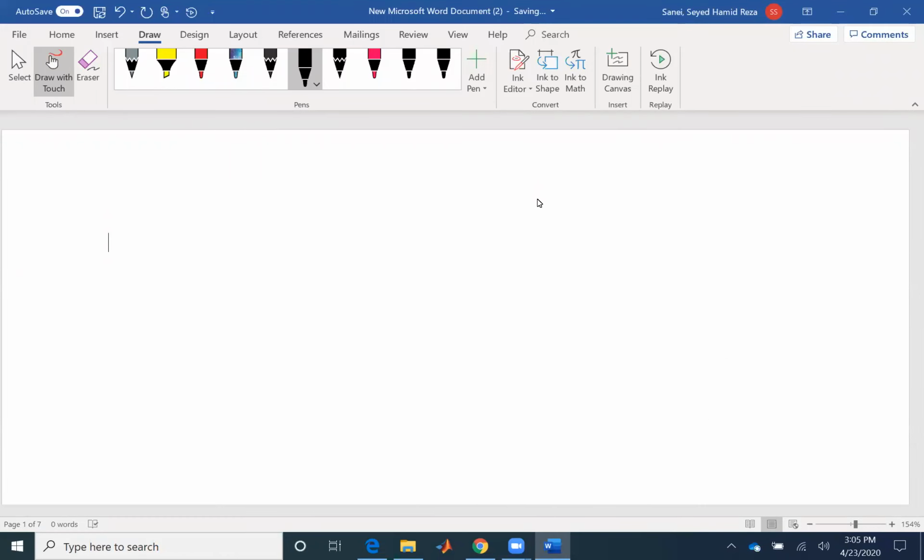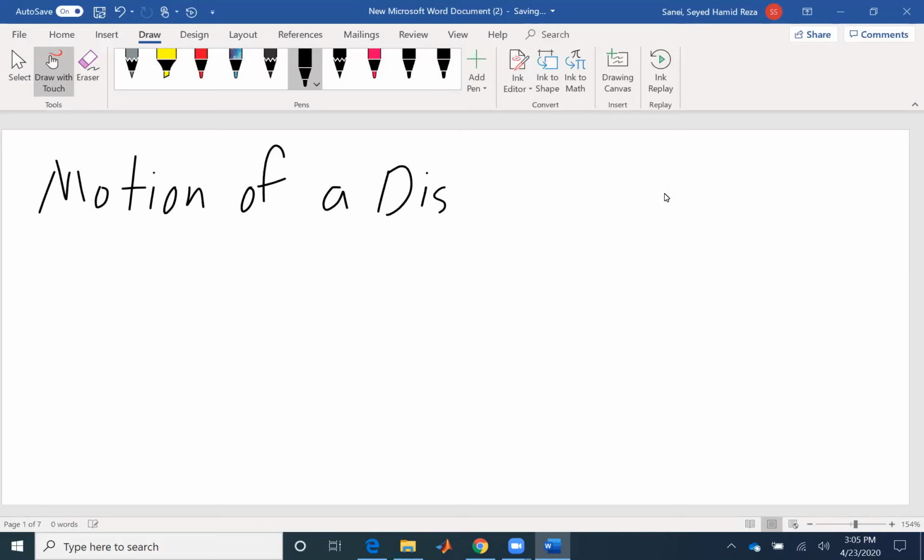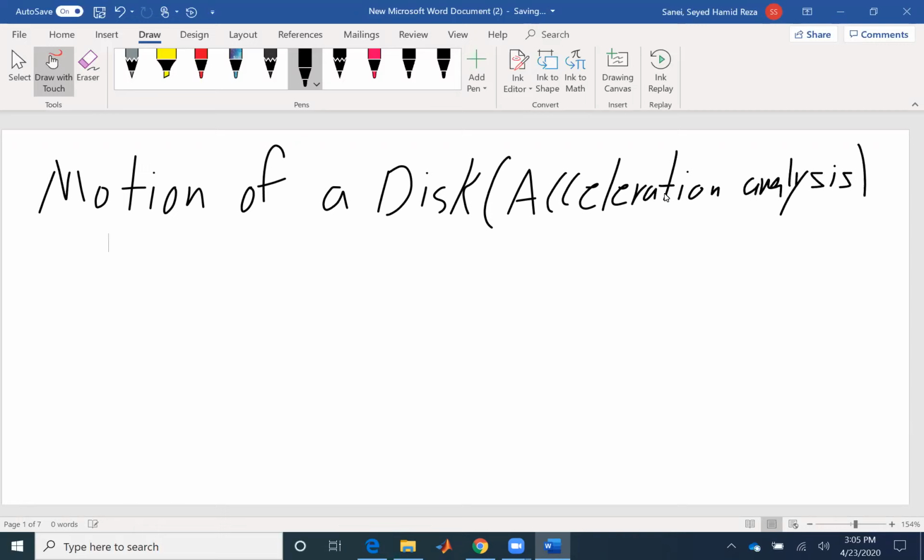Hello everyone, today I'm going to talk about motion of a disk, the acceleration analysis. So I talked about the motion of a disk, the velocity analysis. We had 5 different types of motion, but in this video I'm going to talk about acceleration analysis. So whenever we talk about acceleration, that means that we have to deal with kinetics rather than kinematics.